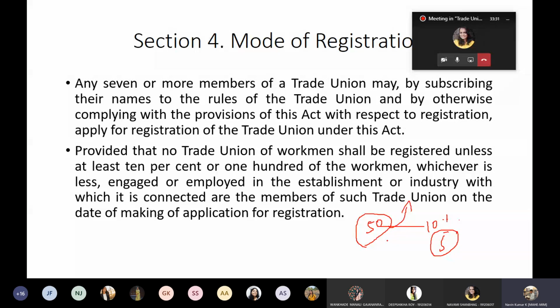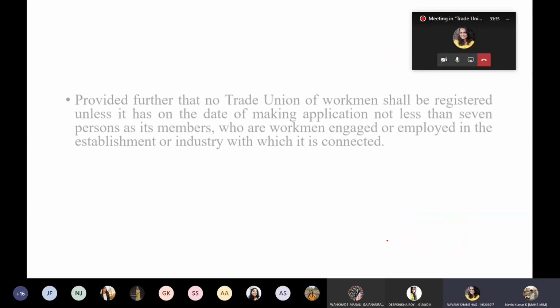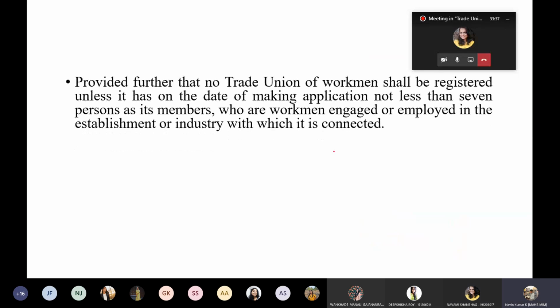No, sir. The law says no. That's why they made one more provision. See further. Naomi, can you read it? Yes, sir. Provided further that no trade union of workmen shall be registered unless it has, on the date of making application, not less than 7 persons as its members who are workmen engaged or employed in the establishment or industry with which it is connected.